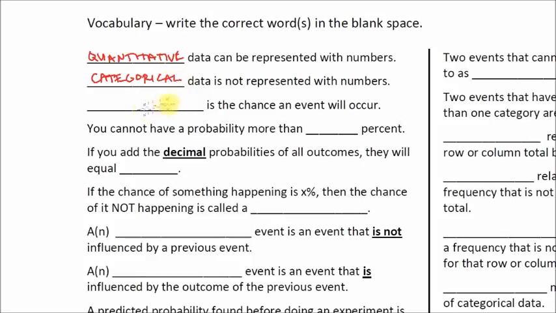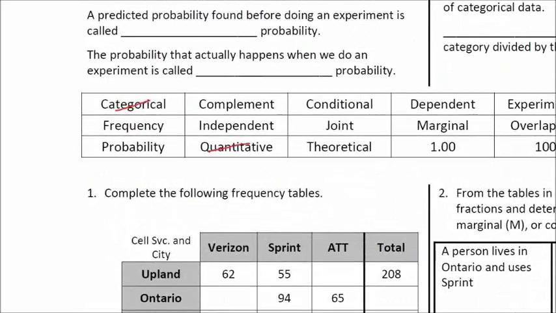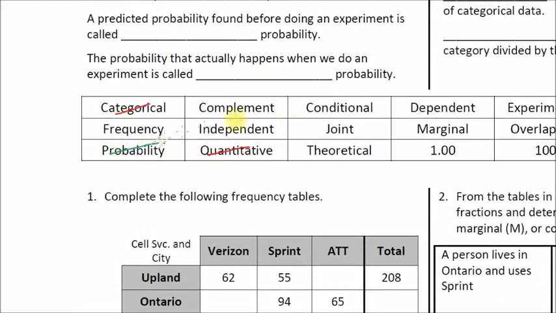Alright, the next one, blank is the chance an event will occur. Well, this is just probability. We have learned that is the definition of probability. If you're going to try to predict or calculate whether something's going to occur, that is the job of people who do probability. So probability is the chance an event will occur. Let's find probability. There it is. Cross it off.